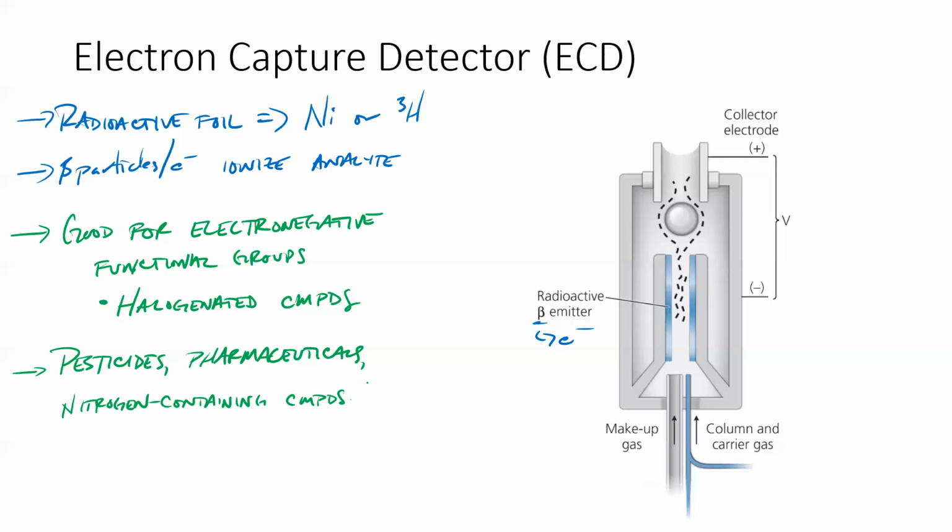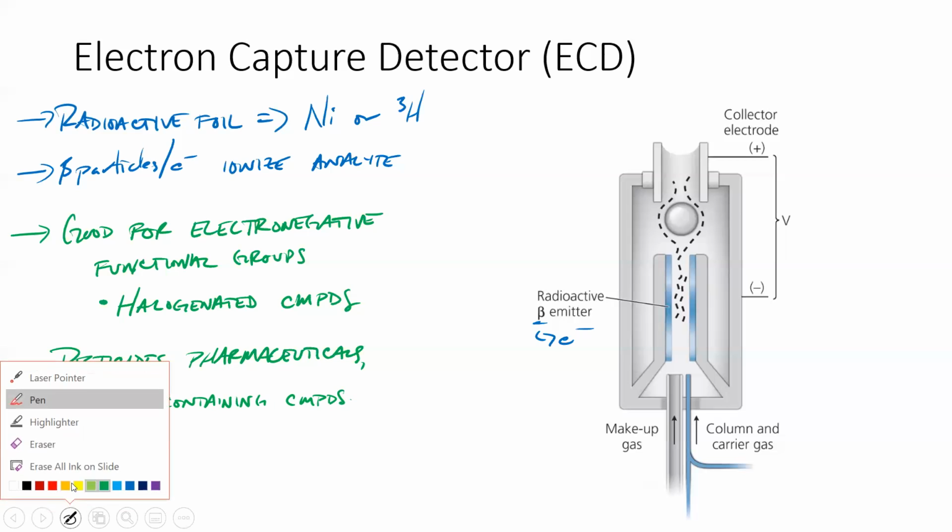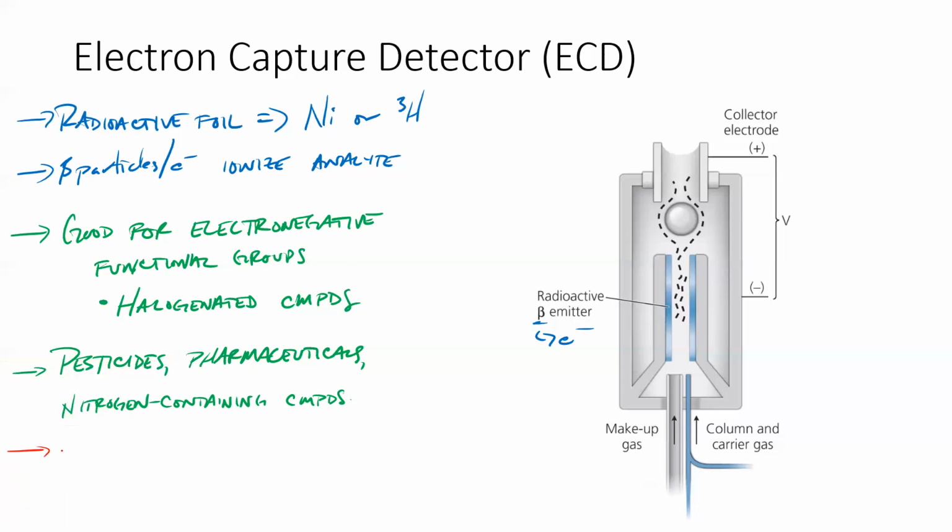This is not great for things like just regular old hydrocarbons, right? Like the FID was perfect for hydrocarbons. This is not great for just plain old straight chain hydrocarbons, because they don't have anything that's particularly good at catching that electron.